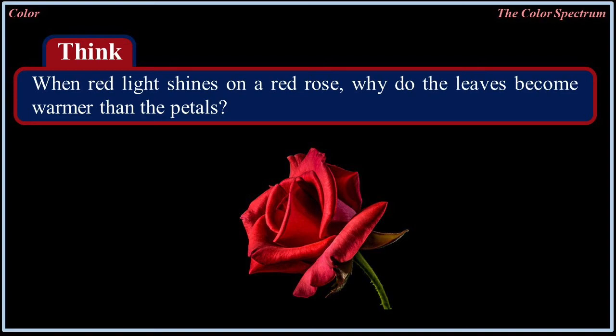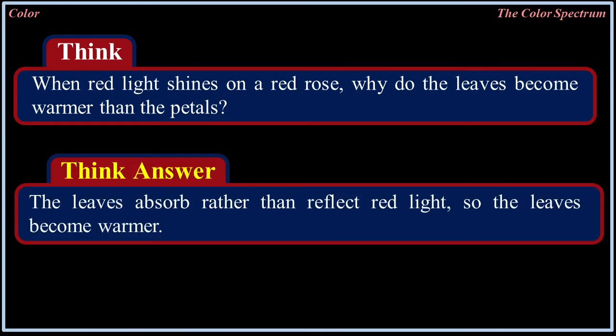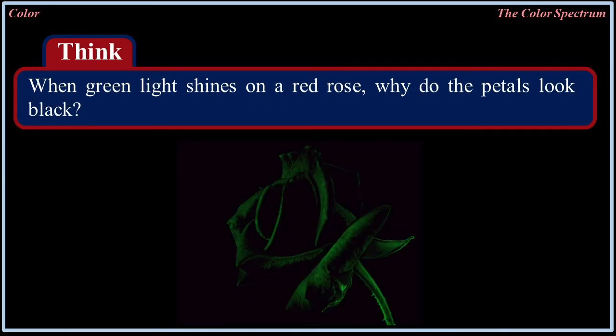Think: when red light shines on a red rose, why do the leaves become warmer than the petals? The leaves absorb rather than reflect red light, so the leaves become warmer. When green light shines on a red rose, why do the petals look black?